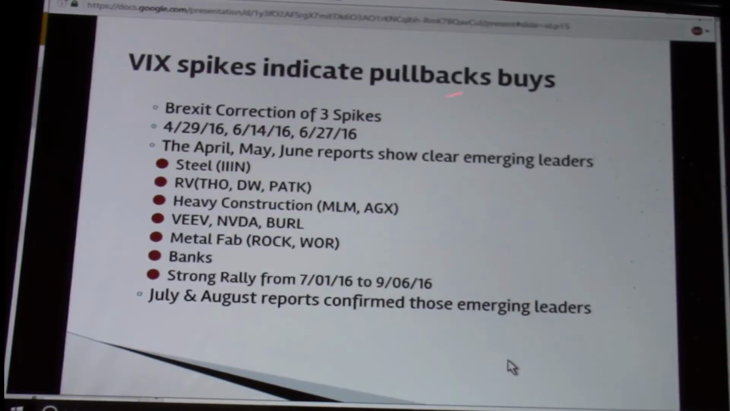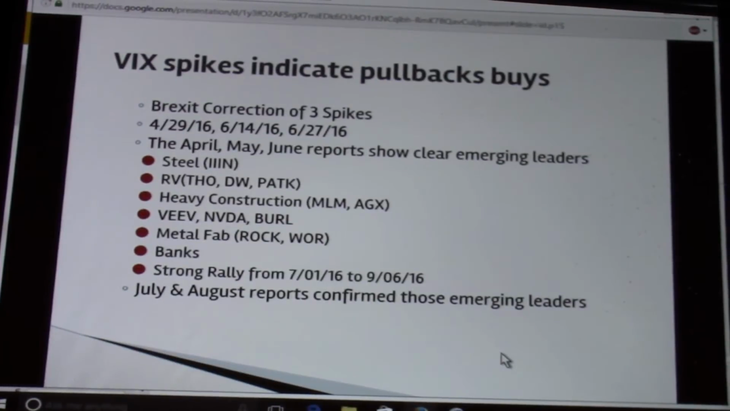So VIX spike indicates pullback. The Brexit correction had 3 spikes. So if you remember, everybody was in a tizzy starting in the middle of April. Brexit was coming up. And then you started seeing all the media polls interviewing everybody from London. Are we voting out? Nobody was caring about the people outside London or the rest of the country. Their sample was, I'm sampling 100,000 people in London. Nobody was going outside the country. Exactly what happened here.